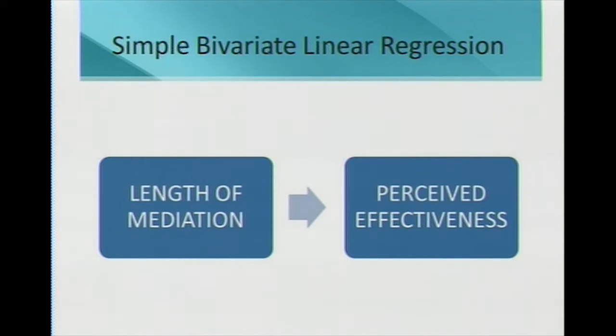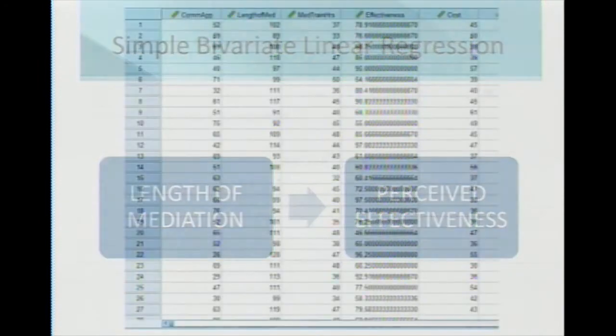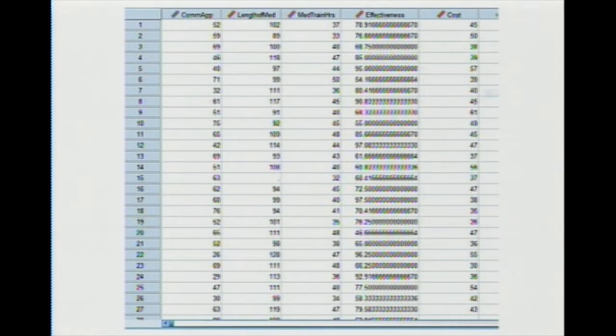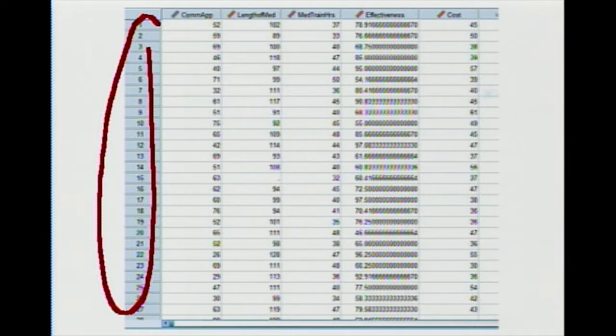So let's go to the next slide, which shows us the data. Okay, so here I have a set of data, and you can see that I have lots of sessions here. And then I have communication apprehension here. I have the length of mediation here. I have a number of different variables. Here's effectiveness, here's cost, here's mediation training, I believe. And as we take a look at this, we can see there's lots of different variables.